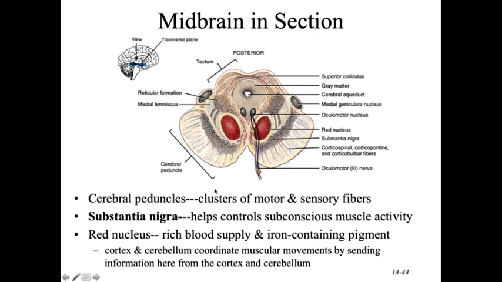So the substantia nigra is going to help control subconscious muscle activity. This is the area that is responsible for producing and releasing dopamine. And when there's a dopamine deficiency, we call this Parkinson's disease. Parkinson's disease is when they have the lack of motor control. They have difficulty in initiating walking.